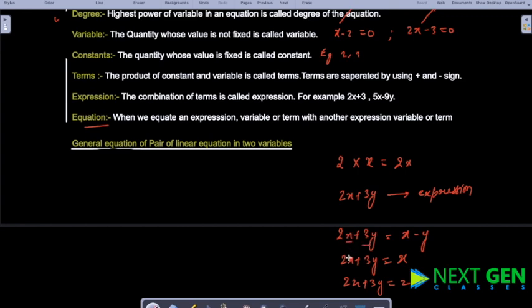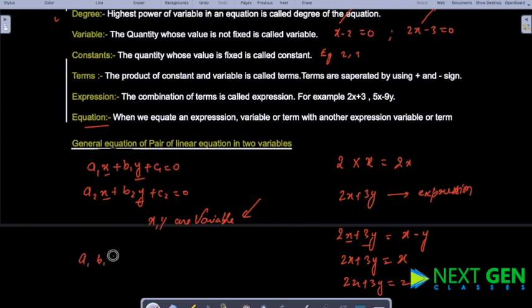All this that I have explained till now comes to a conclusion that we must have the general equation of a pair of linear equations in two variables, and it must be in such a format. Let's see how. The general equation is a1x plus b1y plus c1 is equal to 0, a2x plus b2y plus c2 is equal to 0, where x and y are variables. Variables are those which don't have fixed values, so we have to find out the values of the variables here. And what are these a1, b1, c1 and a2, b2, c2? They are all real numbers, so they can be replaced by any real number in any equation.